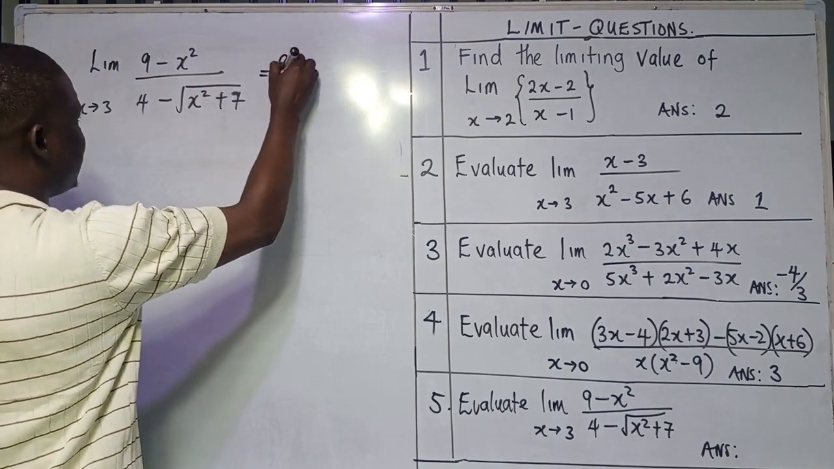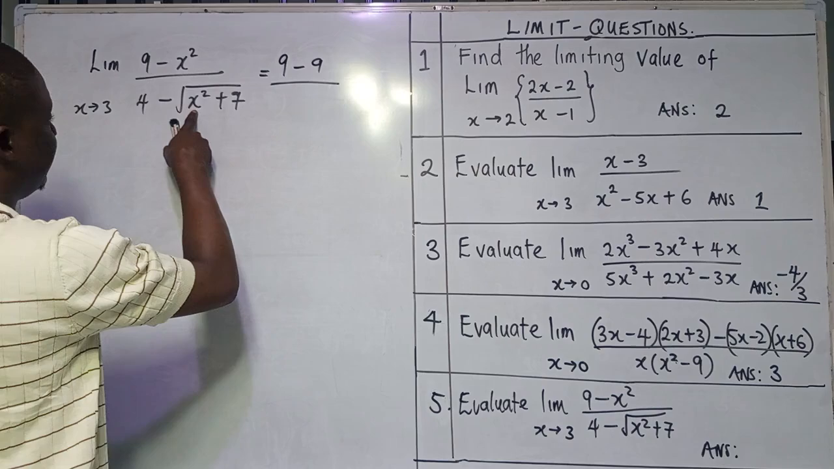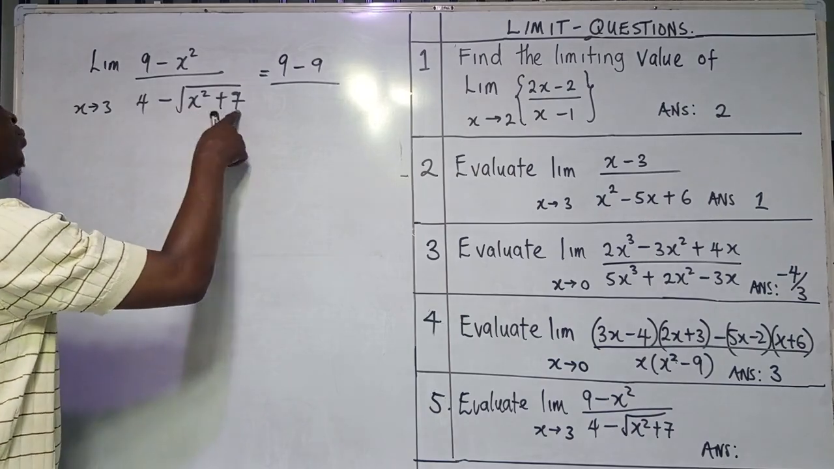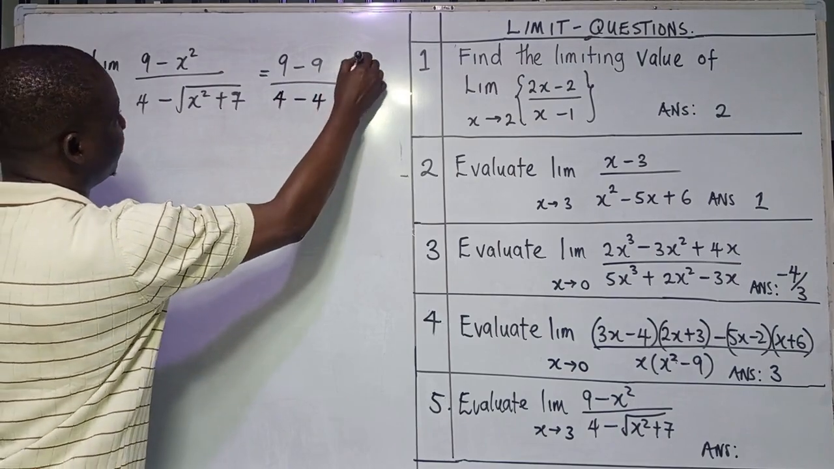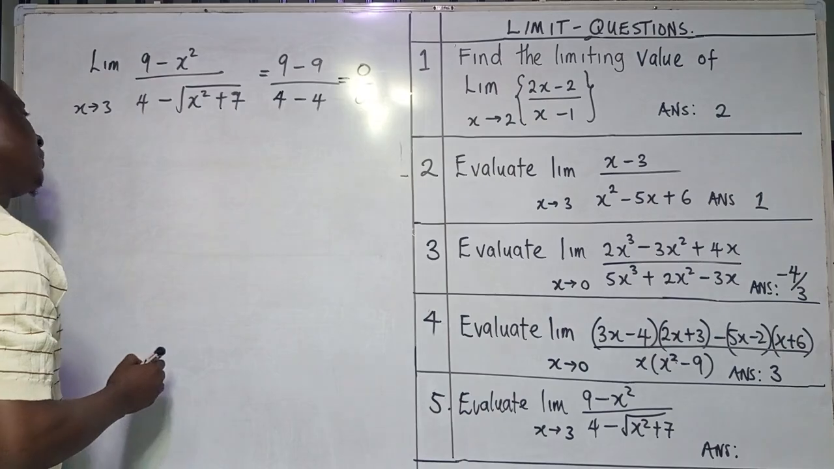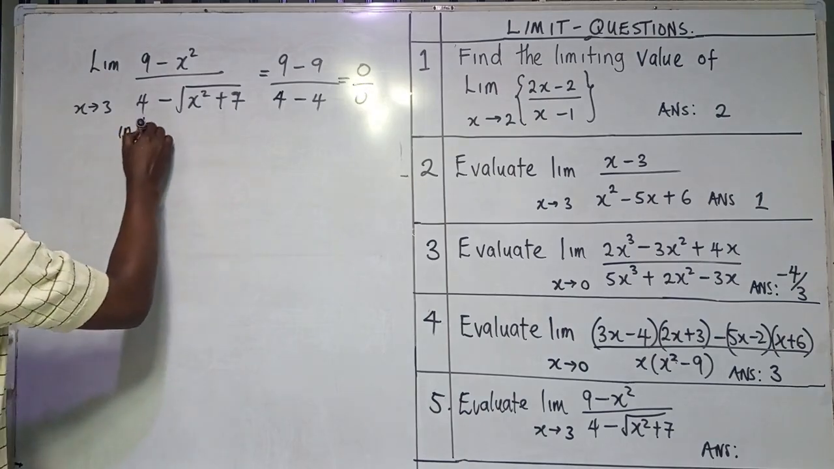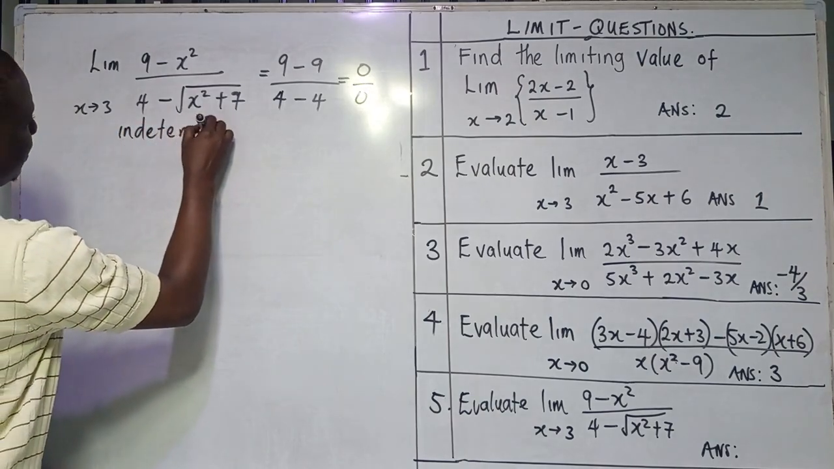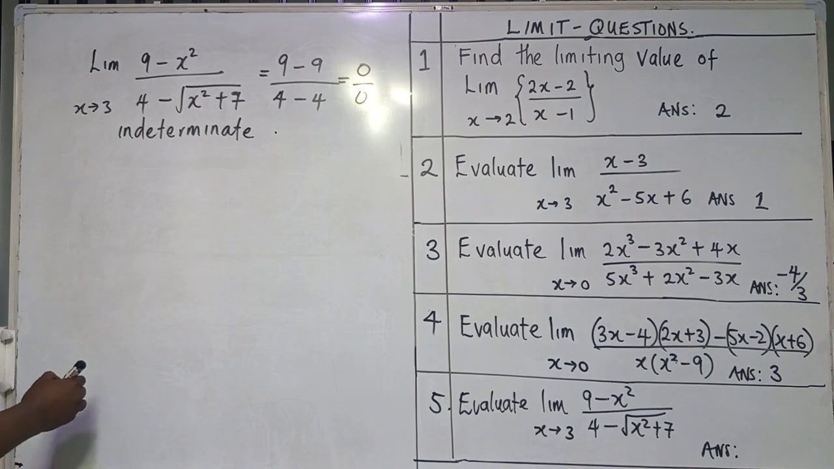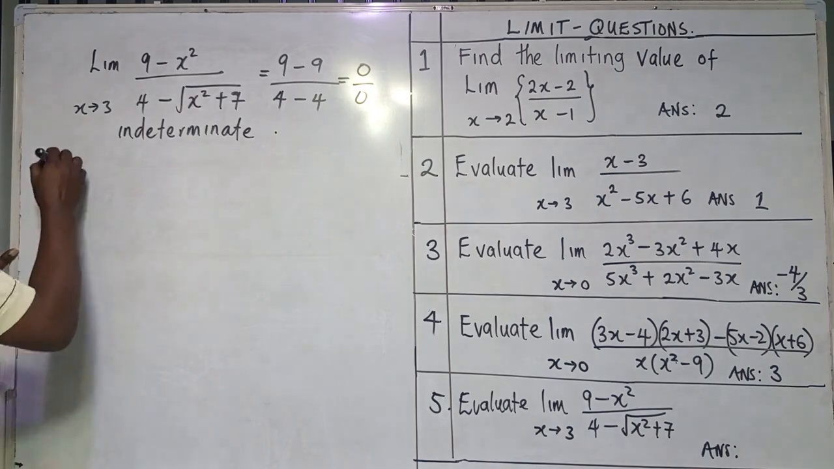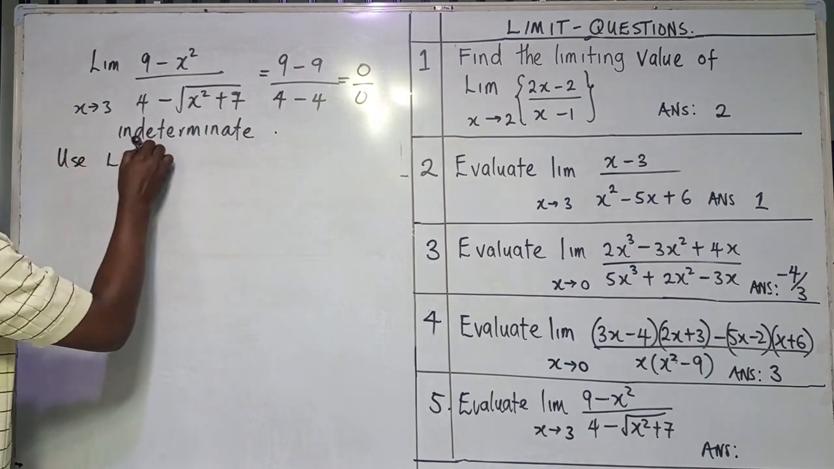So we would have 9 minus 9. Put 3 here: 3 squared is 9, 9 plus 7 is 16, and the square root of 16 is 4, so 4 minus 4. That gives 0 over 0. So this is what we call indeterminate. Now what do we do? Since it's indeterminate, let's use L'Hopital's rule.